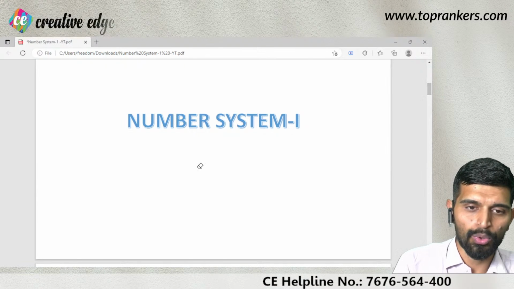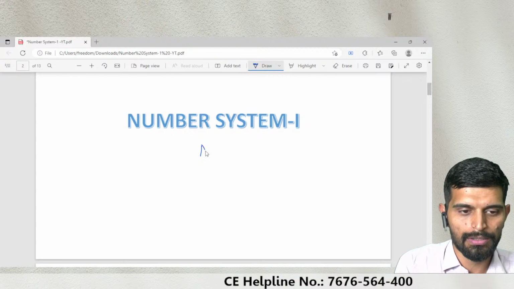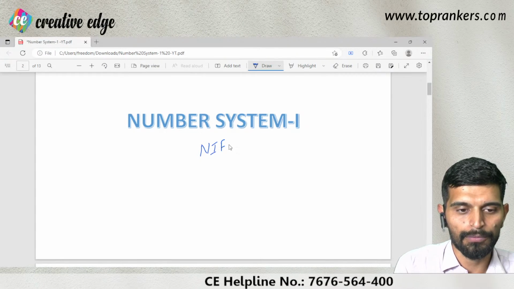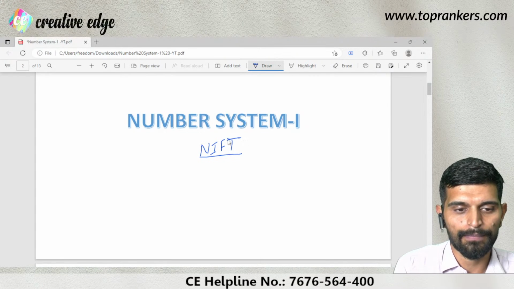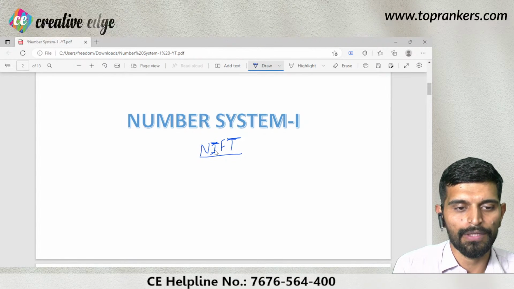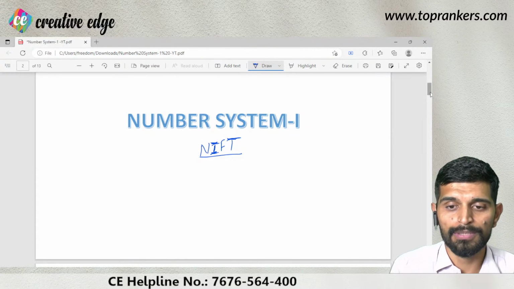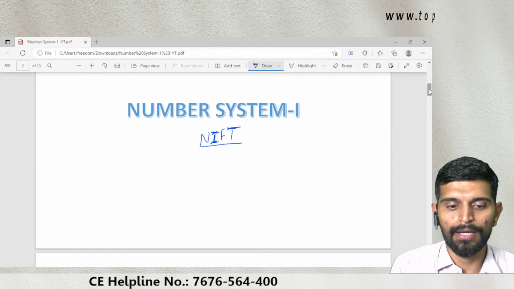And let me tell you once again, we are specifically targeting this topic from the point of view of NIFT. If you are targeting NIFT, you must not miss this topic. You must prepare it well. And let us start.